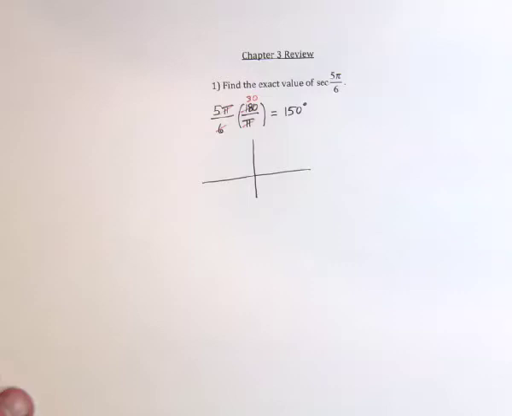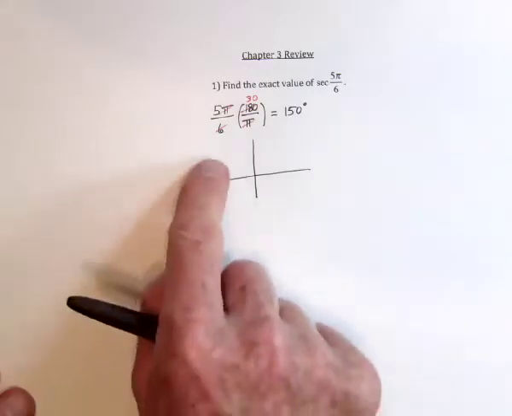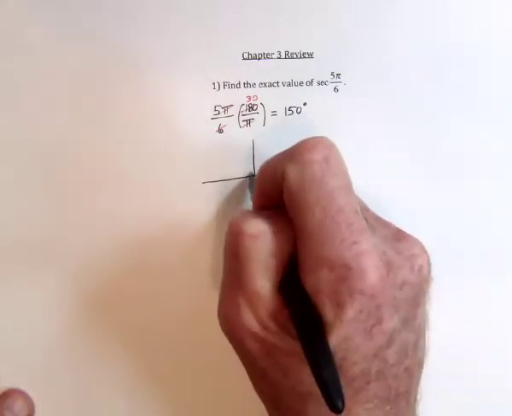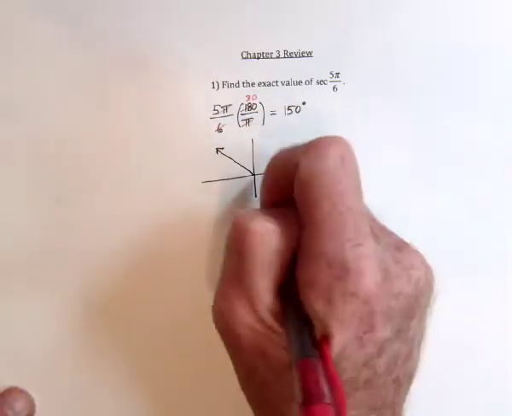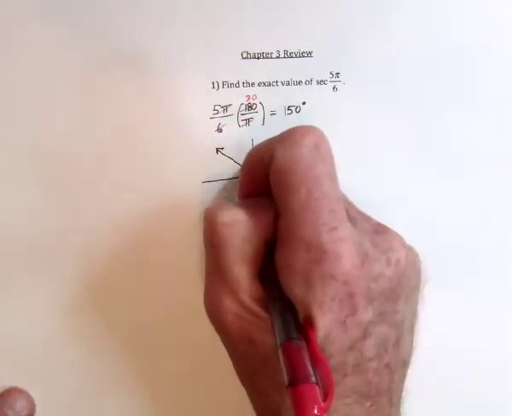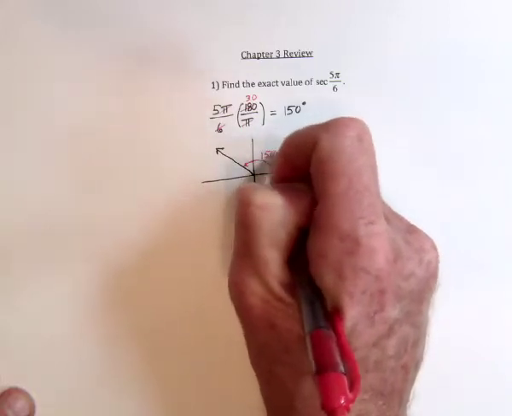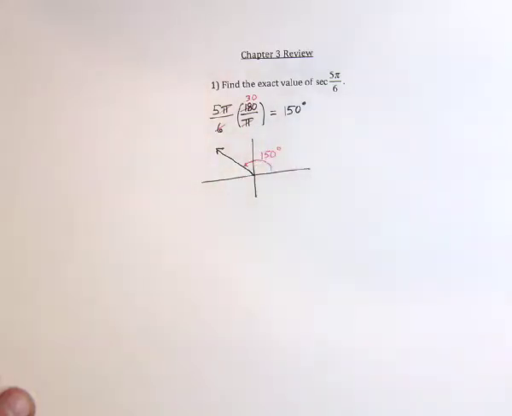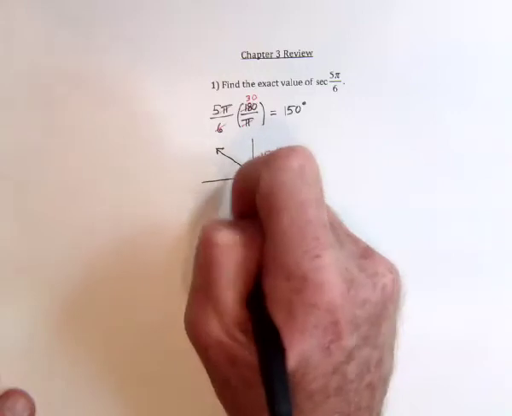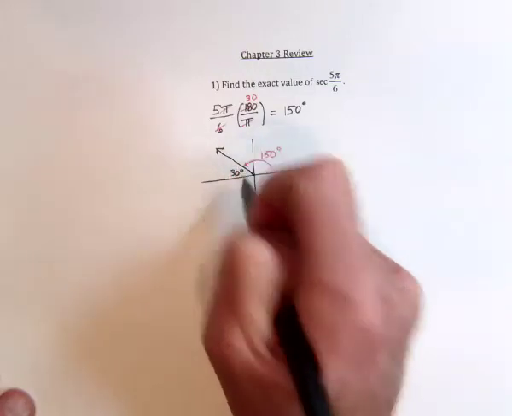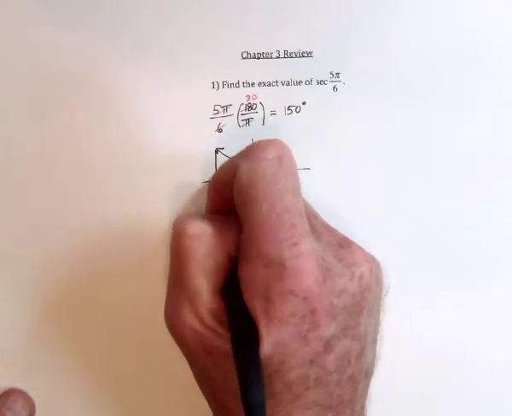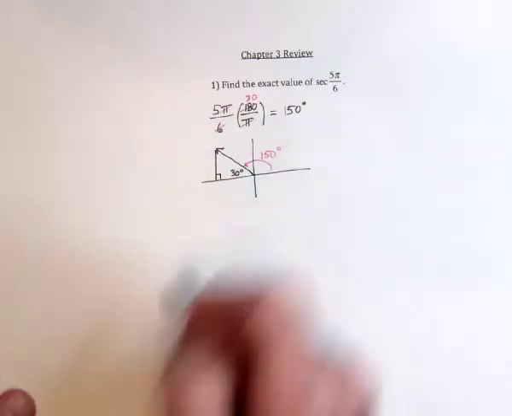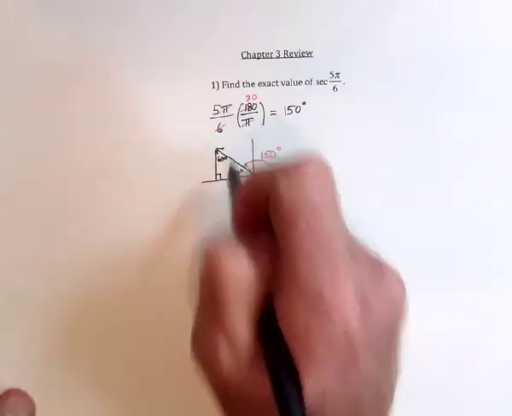So in itself it's not one of the common ones that I said, but if you look at where 150 degrees is, it's in quadrant 2. So if we draw it in quadrant 2 and say that this is the 150 degrees, then that means the reference angle is 30 degrees. And then I can drop a perpendicular and create a 30, 60, 90 triangle.